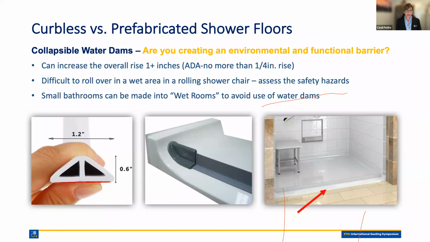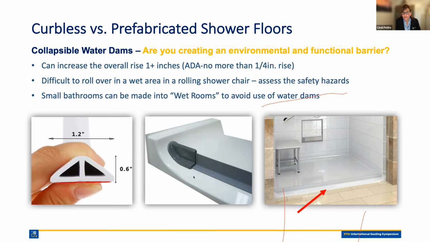So water dams, with prefabricated shower floors, you'll see a lot of times there's a water dam installed as well. And the photo on the right shows, you can see here just how high that is. And even though this is a collapsible water dam, the photo on the left shows you that it collapses down and there's still just a tad over 1/2 inch of rise.